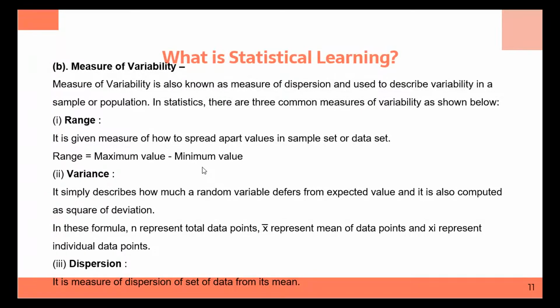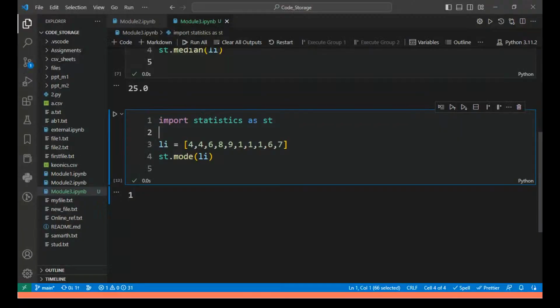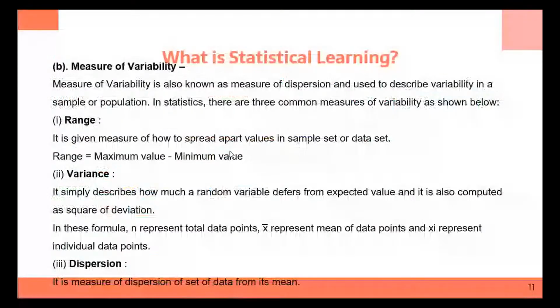For example, in this one, I have data like 4, 6, 4, 4, 6, 8, and so on. I have to find out what the maximum value is and what the minimum value is. The maximum value is 9. The minimum value is 1. So 9 minus 1 is 8. 8 will be the range, as it is going to give us how spread apart the values in the sample are. It is a measure of how spread out the data is.